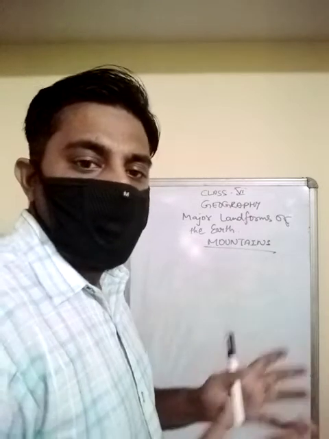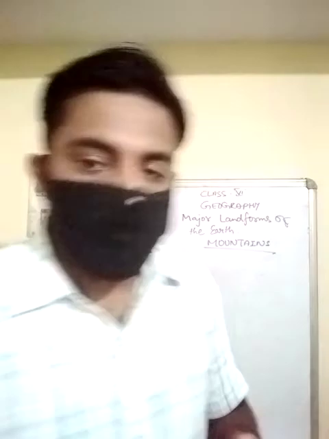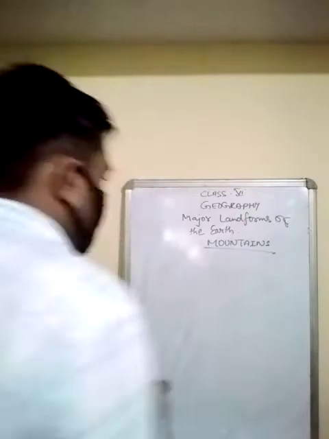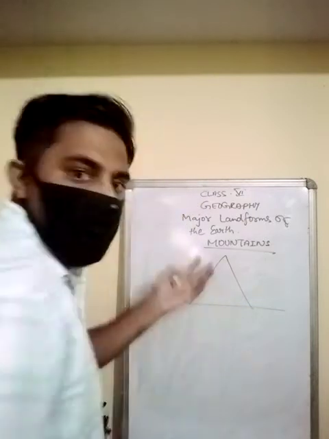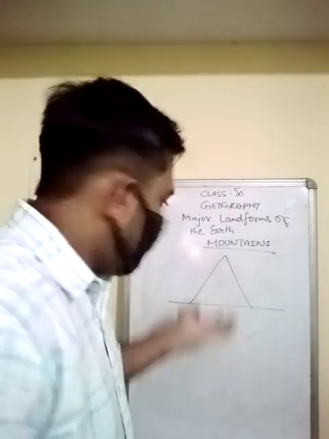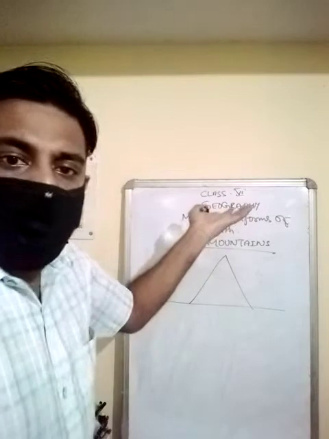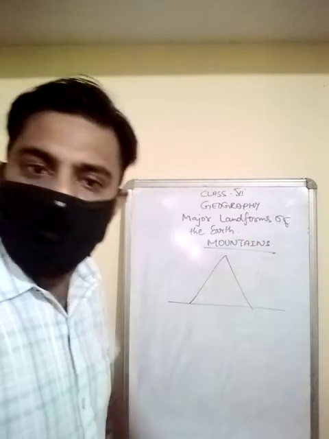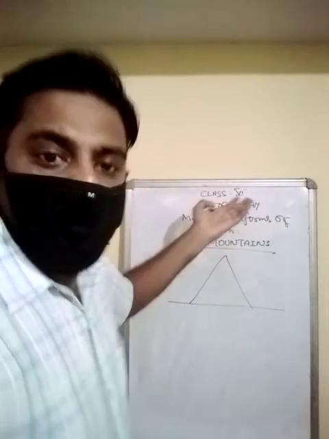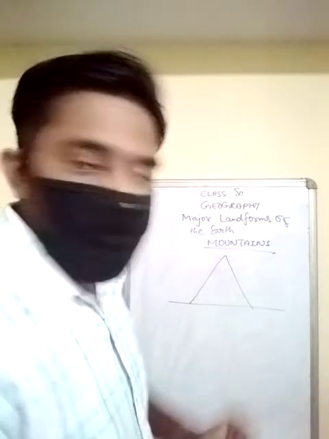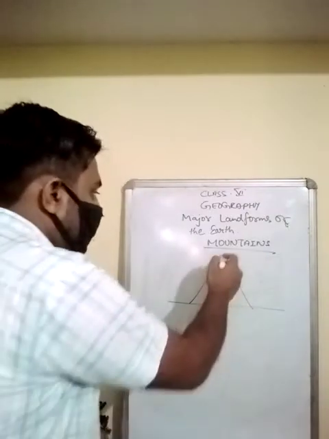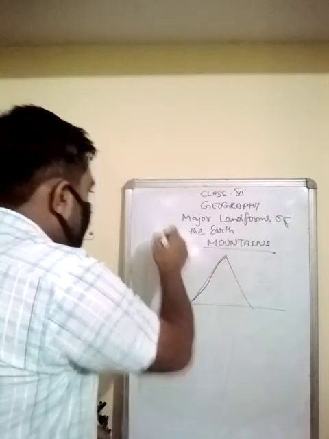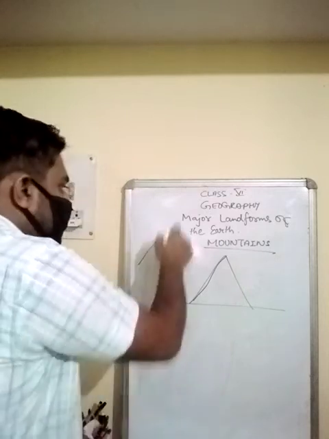So let's begin with what our knowledge is when it comes to mountains. We know that mountains are massive areas of land which have risen up higher than the normal level. They are of higher altitude. Second thing, they have slopes. Now these slopes can be gentle, like this, or can be steep.